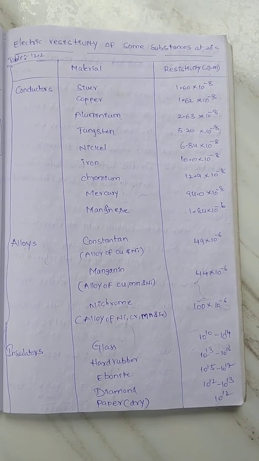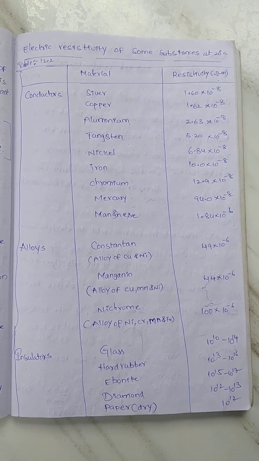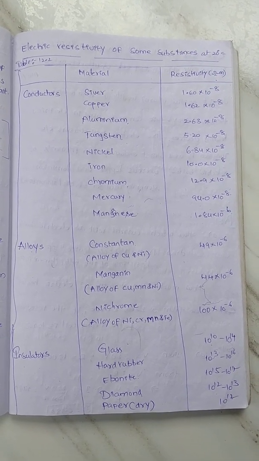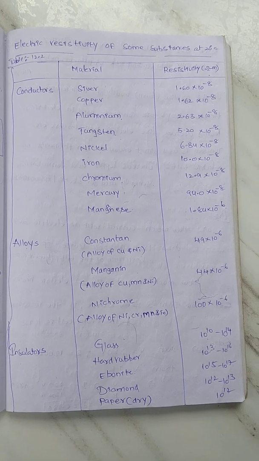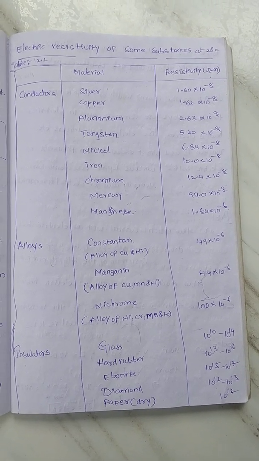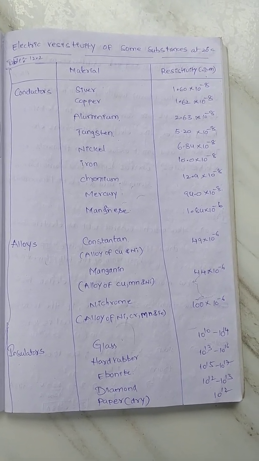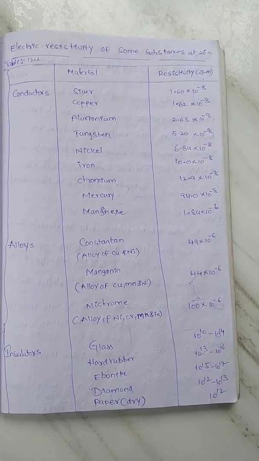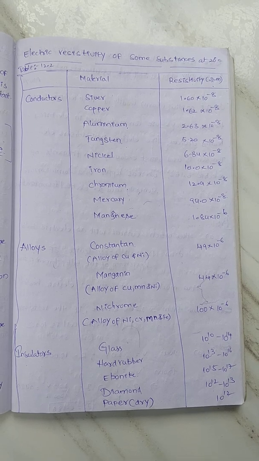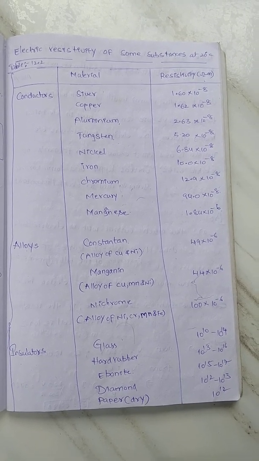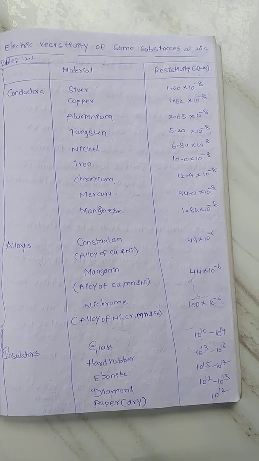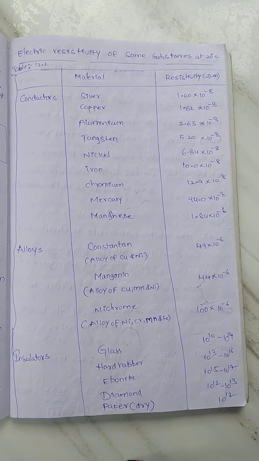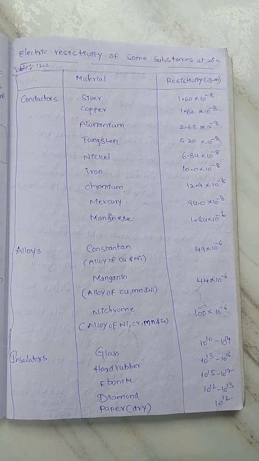We know very well that resistivity is also called the specific resistance of the conductor, and it is actually a proportionality constant. Why? Because R is directly proportional to L and R is inversely proportional to A. Combining both, R is directly proportional to L by A. To remove that proportionality, we get one proportionality constant, rho. Hence rho equals RA by L. Already we discussed that, and the SI unit of resistivity is ohm meter.